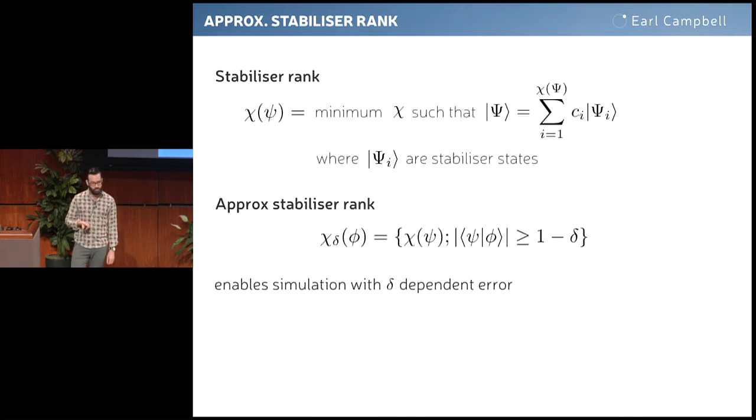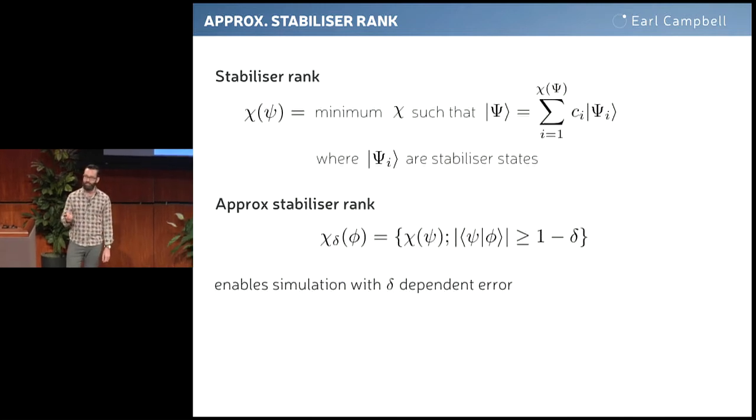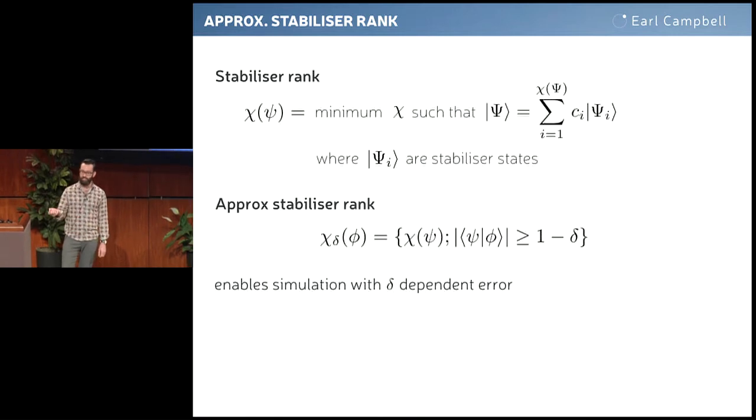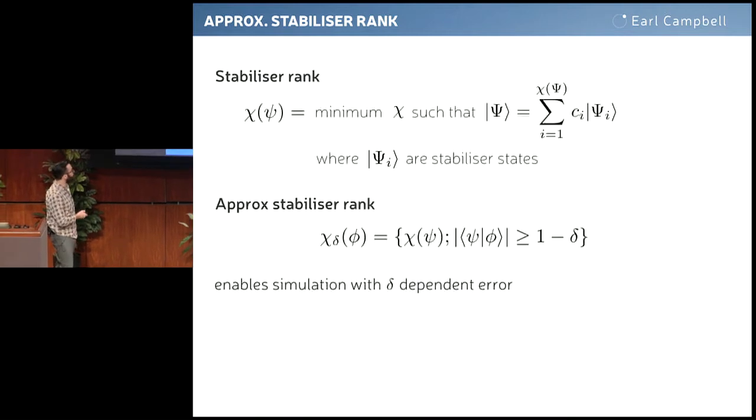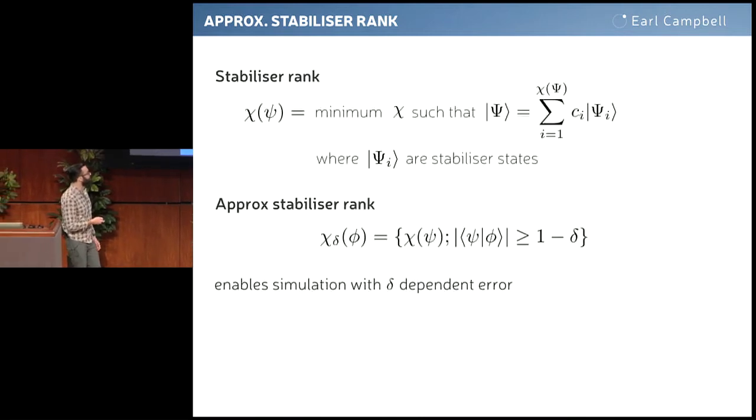You take your state and you take some error delta that you're happy with, and you try to find another state that's delta close to your original one, but has low stabilizer rank, significantly lower than the original one that you had. So you've got a state psi, but instead you work with a state phi that has much, much lower rank, but is quite close in fidelity or some other measure that you like. And then what this means is that if you use this for the purpose of simulation, then you're going to be able to simulate the circuit with some delta-dependent error, but with a much, much lower overhead, which I think is on the next slide.